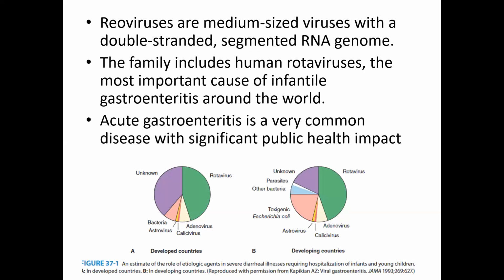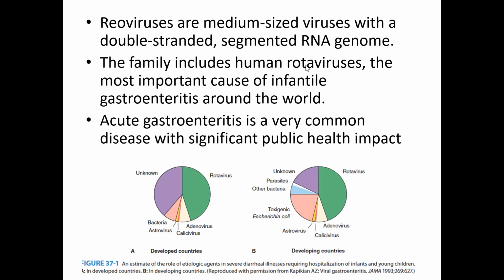Okay. So okay na tayo. Your reoviruses are double-stranded linear RNA viruses, usually 60 to 80 nanometers in size, and most of these reoviruses, the majority of which are proteins. The family includes several genera of reoviruses, which can also include your rotaviruses.